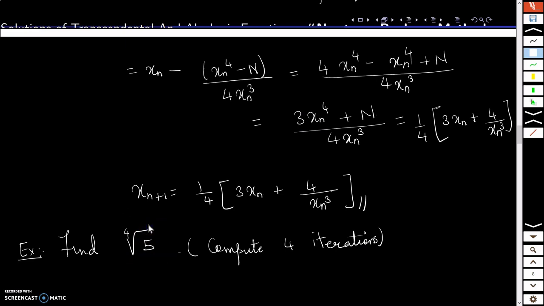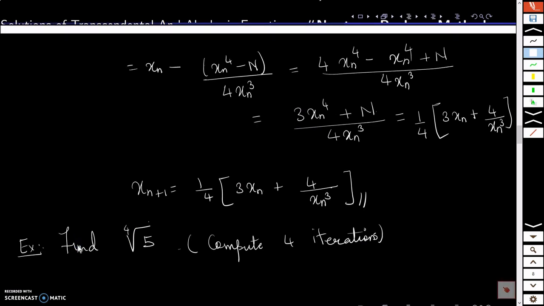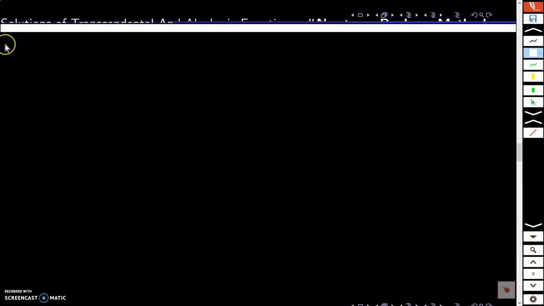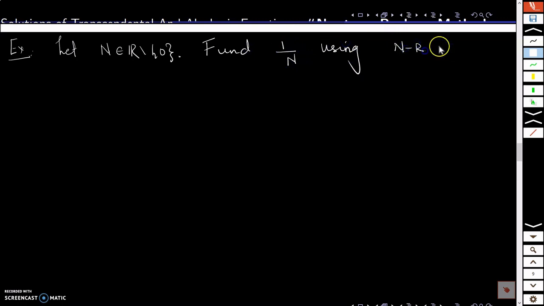Okay. Next, we will see how to find the reciprocal of any given non-zero real number. So let's start with a non-zero real number. Let N be a real number, capital N, which is non-zero. Alright, so I have to find 1 upon N using Newton-Raphson method. Actually, I have to find the iterative formula for 1 by N using Newton-Raphson.